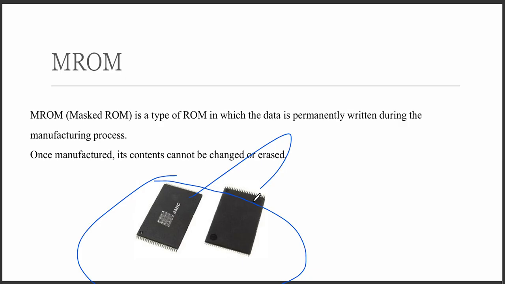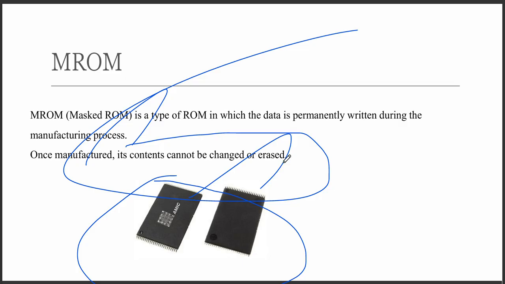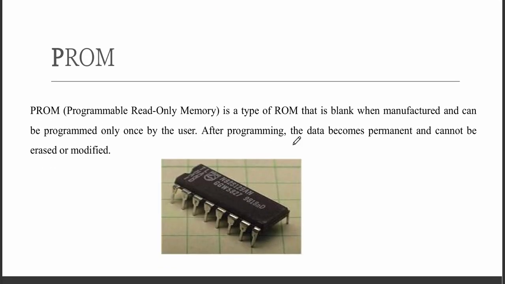When you put this ROM on the circuit, it turns off the LED continuously. We can't change this data at any time. This is the MROM definition. Once manufacturing is completed, the content inside the ROM cannot be changed. This is the MROM. And now PROM.